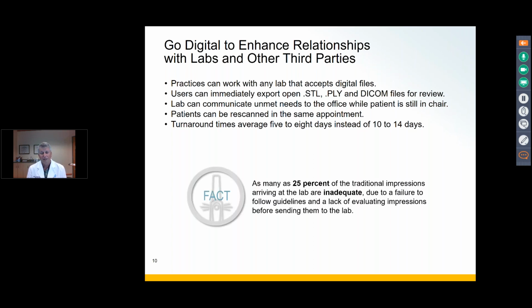One other hard fact to admit is that as many as 25% of the traditional impressions sent to labs are inadequate. So if you're taking alginate and PVS, a lot of times those are rejected. And that's mostly due to a failure of following the guidelines, lacking evaluation of the impression, really just having the doctor look at the impression before you send those in. And so you could avoid having to call your patient back in for another trip and be somewhat embarrassed that, hey, we accepted that, but it wasn't accepted by the lab. So what you see, again, is what you get.